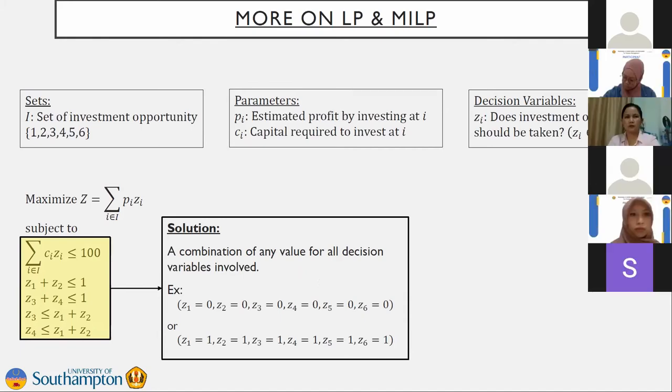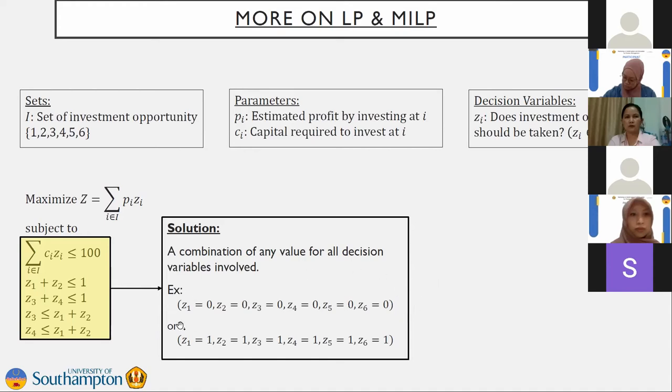So we're talking about solutions. I also understand that maybe all of you understand this, but one more time, I would like to state the definition. In mathematics, a solution is a combination of any value for all of the decision variables involved. So the point is like this. For the previous example, let's say that we have six variables total, from Z1 to Z6. What we call a solution is a combination of any value from Z1 to Z6. So we're not going into right or wrong. We just do it randomly, how many is Z1 and Z2 up until Z6. And that becomes a solution, a combination of any value for all decision variables involved.